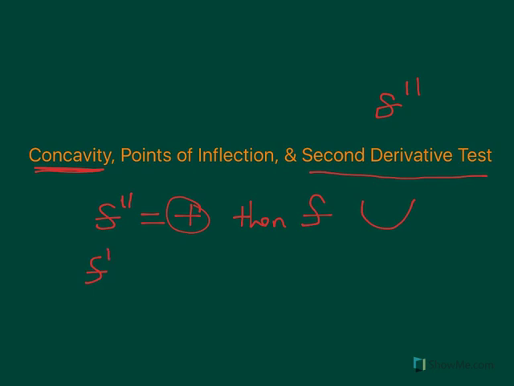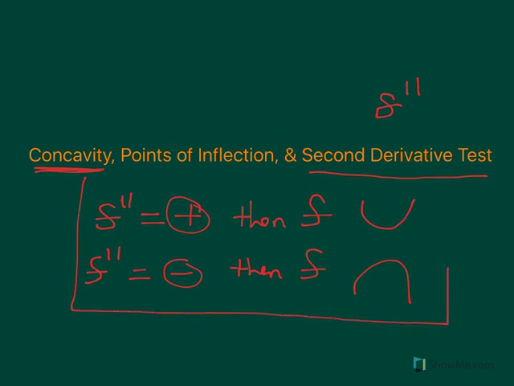If f double prime is a negative value, then original function f is concave down. So this is kind of the big idea. We'll talk about why and how to go through the detailed test to determine whether it's concave up or concave down. But essentially what we're looking for is the sign value on f double prime.